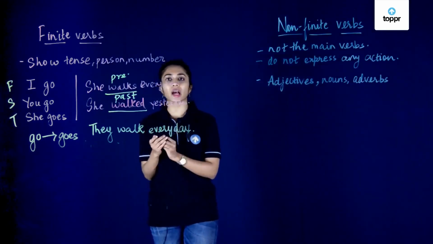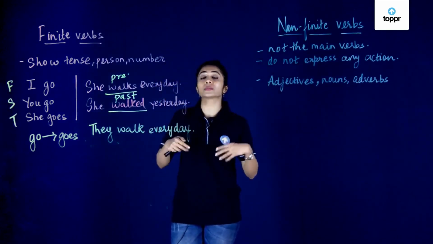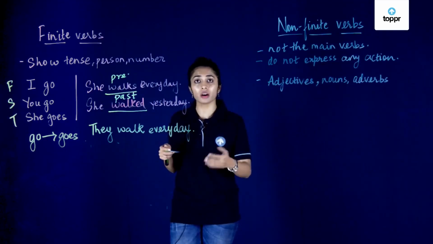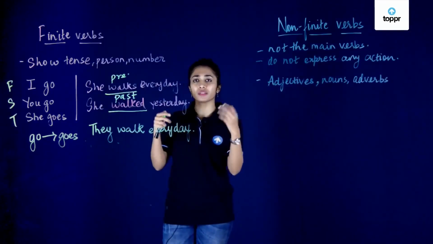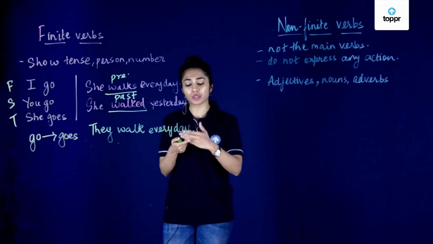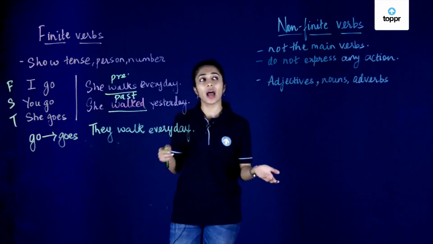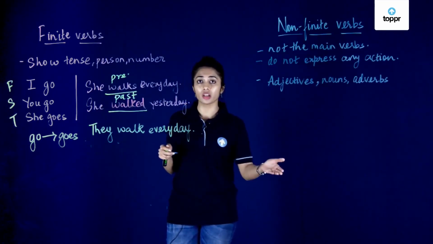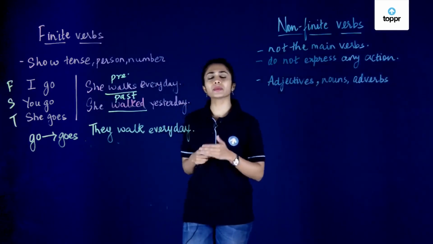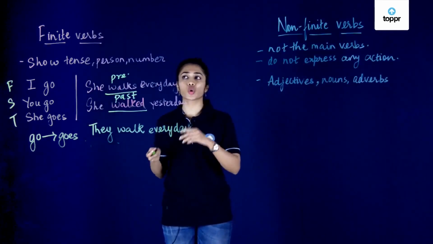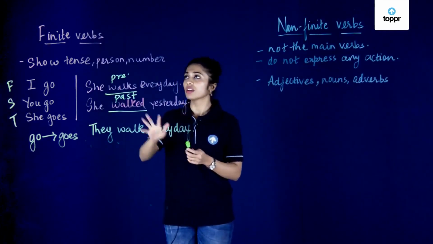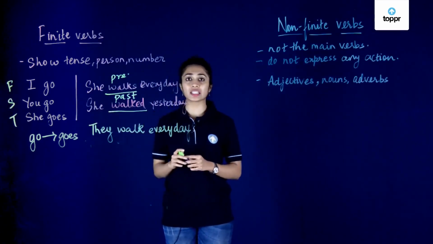So finite verbs are nothing but verbs that show tense, person and number, and they also change with the different tenses and also with first person, second person, third person, and also with singular and plural nouns. So finite verbs are nothing but verbs that show tense, person and number. We have found that out with the help of these examples.